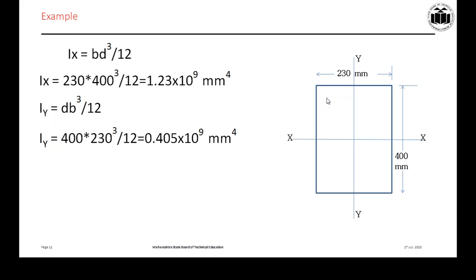Example, a simple example is given. Rectangle with 230 mm width and 400 mm depth, and you have to find moment of inertia about centroidal x-axis and centroidal y-axis. So Ix, as we have seen just now, is equal to BD cube upon 12. Just put the values B, D, you get Ix is equal to 1.23 into 10 to the power 9 mm to the power 4, and Iy is equal to DB cube divided by 12. So D is 400, B is 230. After calculation, it comes out to 0.405 into 10 to the power 9 mm to the power 4.